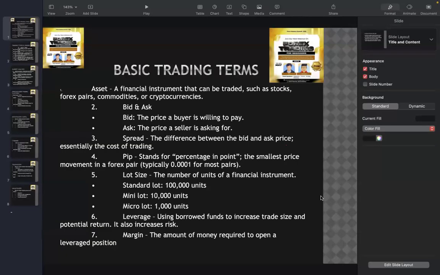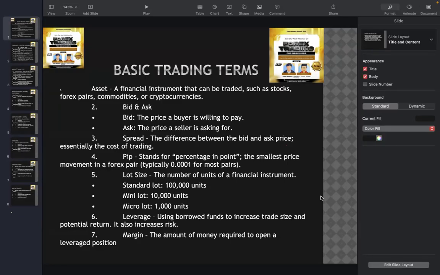It can be US 100. It can be anything. It can be silver. It can be metal. Stocks, forex pairs, currency pairs, crypto pairs. It can be BTC, it can be Ethereum, it can be Solana. Any of those things. Those are assets.